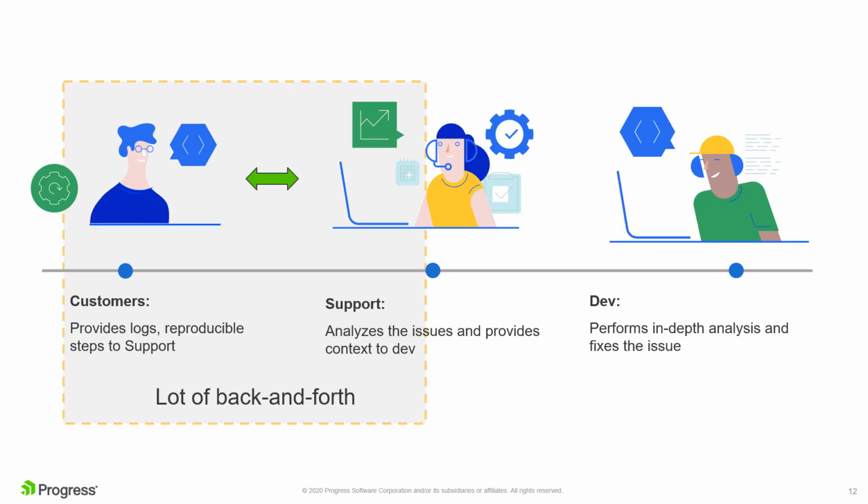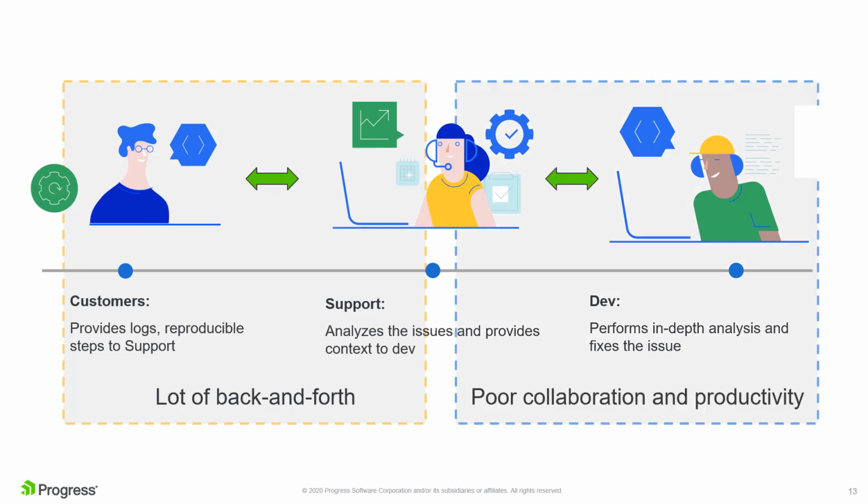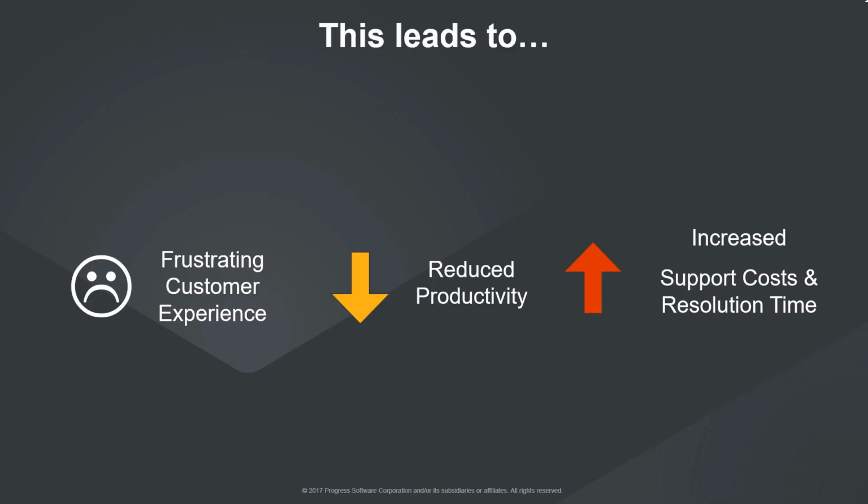So the two main issues in the whole process are that there is a lot of back and forth between customers and support teams, and there is no common tool chain for the whole process, which results in poor collaboration and productivity. This in turn leads to reduced productivity of the support and development teams. More importantly, it provides a more frustrating customer experience. And finally, it results in increased support costs and resolution times.